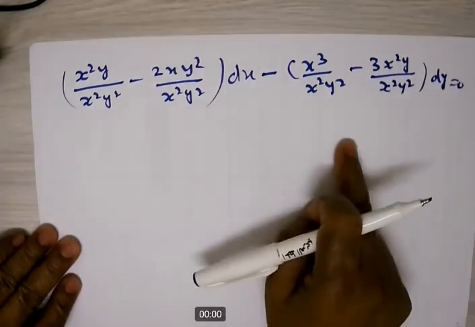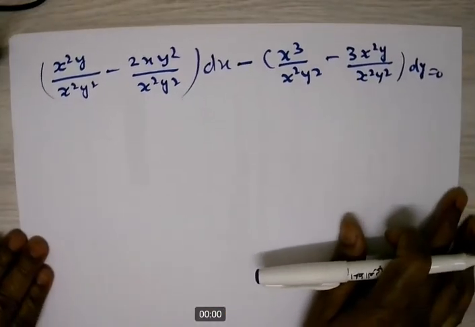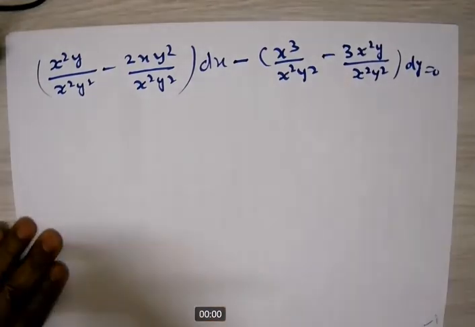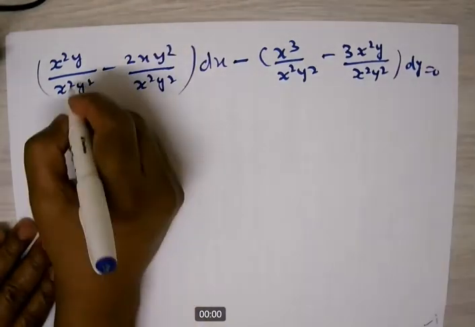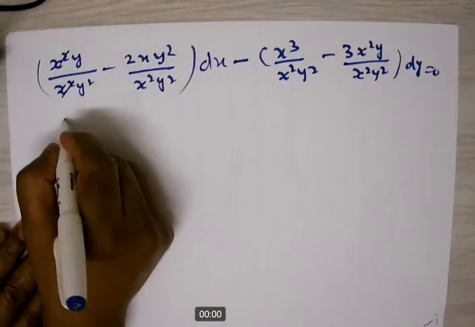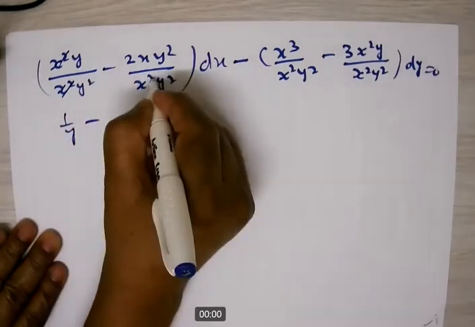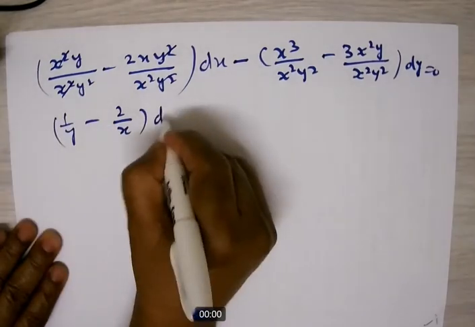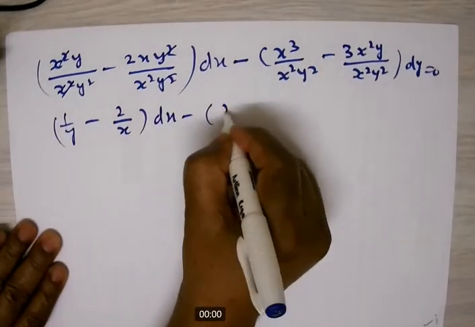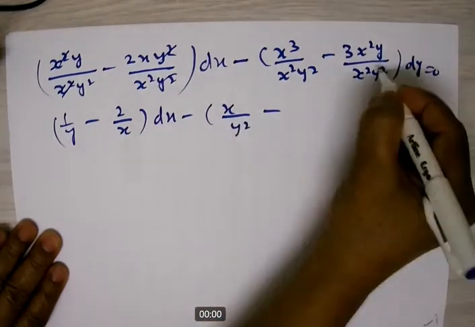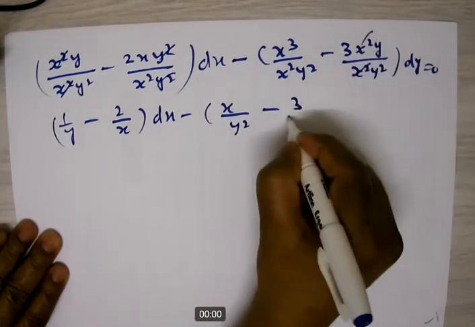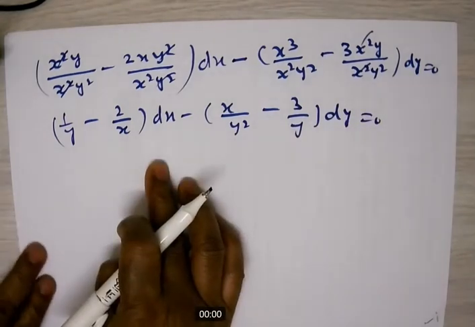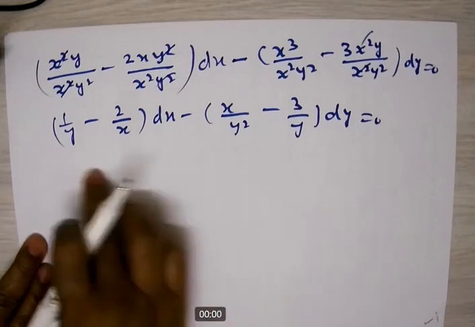Now no need to check whether the given differential equation reduces to the exact form or not, because automatically, if your calculation is correct, it will reduce. Just simplify and cancel. After cancellation we get 1 divided by y minus 2 divided by x, dx, minus x divided by y squared, and 3 divided by y, dy equal to 0. Now this one is an exact differential equation, so no need to check whether it is exact or not.